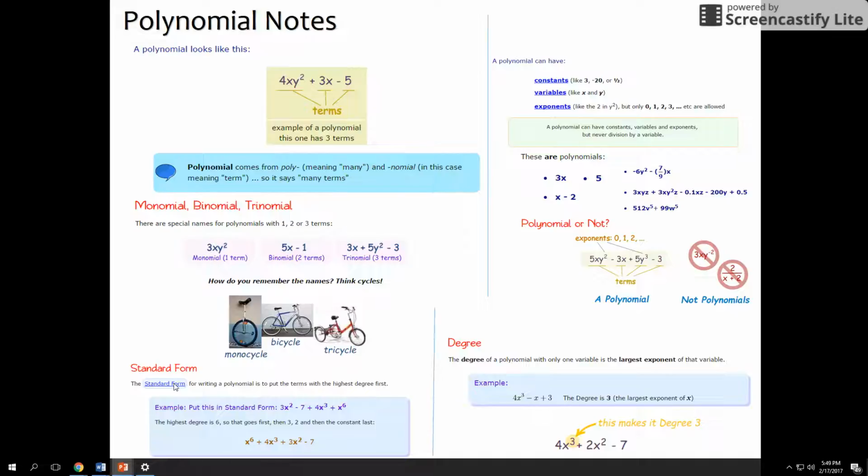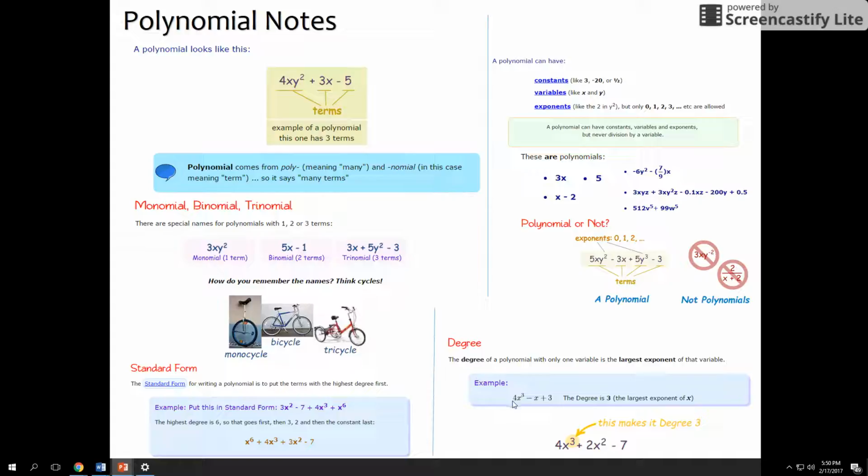The last thing we want to talk about on this slide are the terms standard form and degree. Standard form is a way of writing your polynomial in terms of its degree. So let me define what degree is. The degree of a polynomial with only one variable is the largest exponent of that variable. Again, you are looking for the largest exponent that shows up in that entire polynomial.